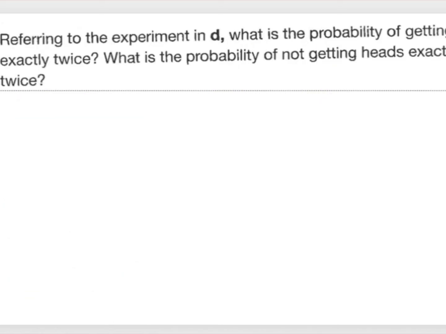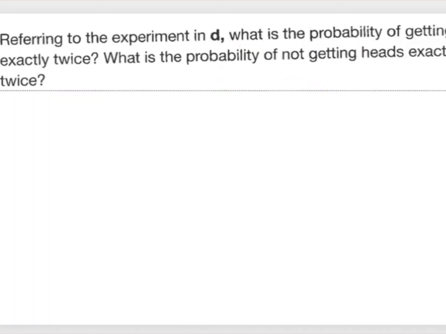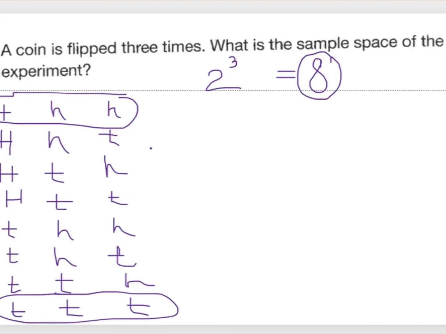Referring to the experiment in D, what is the probability of getting heads exactly twice? Okay, so D was right here. What is the probability of getting heads exactly twice? So this one has 3 heads. This one has 2 heads. This one has 2 heads. This one has 1 head. This one has 2 heads. This one has 1 head. This one has 1 head. And this one has 0 heads.